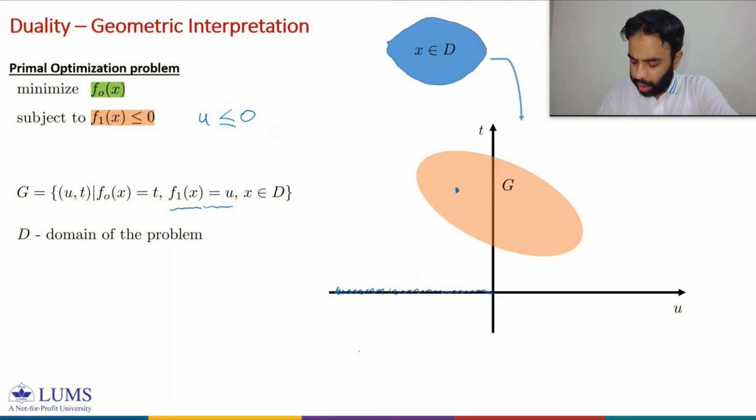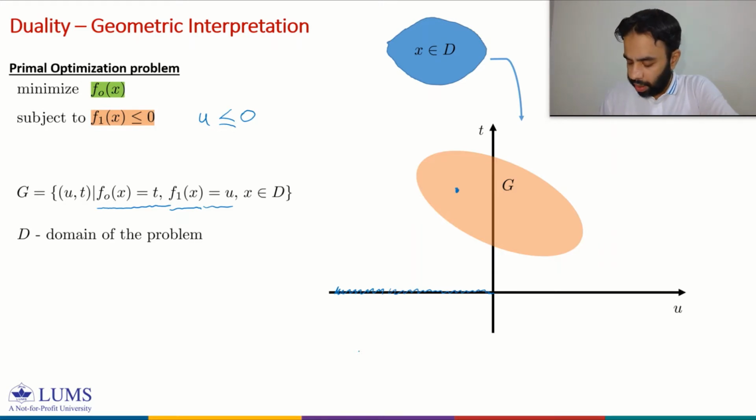So, for all those x, we want to minimize f naught of x, and here f naught of x is indicated along this t line. So we say that for all points in the ut plane for which u is less than or equal to 0, p star, the optimal value of the primal optimization problem, is the minimum point in this ut plane, right?